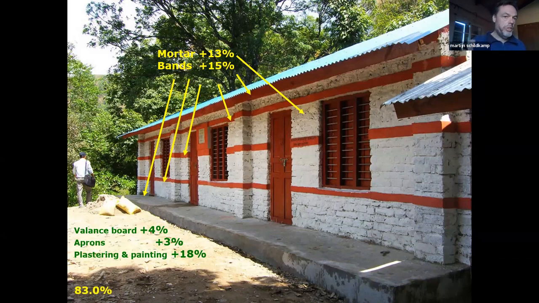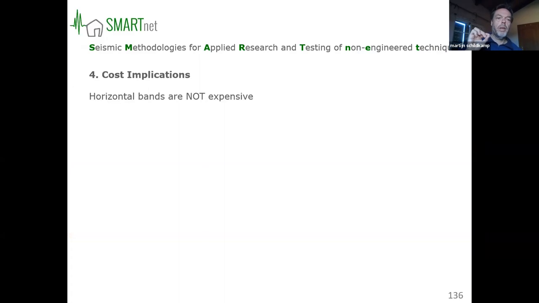So the point I'm trying to make here is that if your budget is low, then wait with the finishing. The finishing you can always do later, but at least improve your building with better mortar and at least maybe one or two bands, or all the bands, depending on the seismic level. But that's my point. So the good thing is that the horizontal bands are not expensive. And this is unique information. No one had ever researched this before because the data was simply not there.